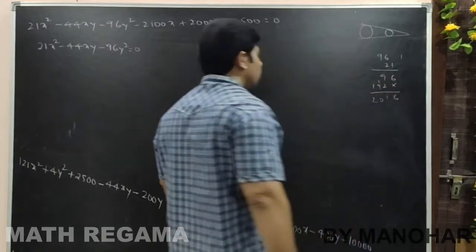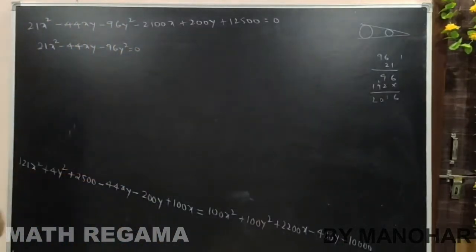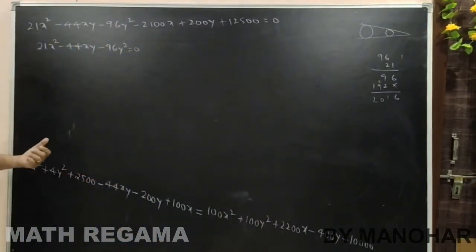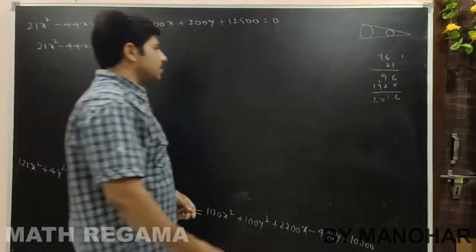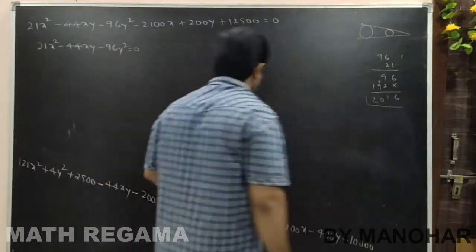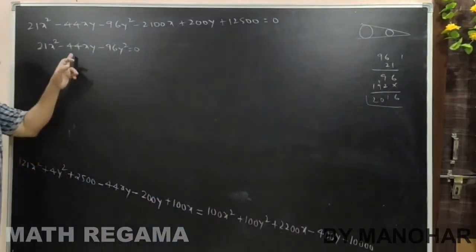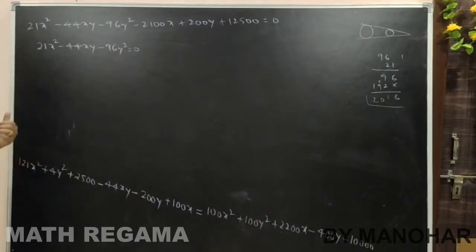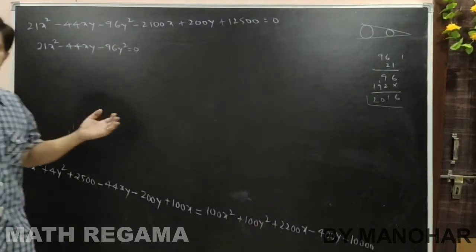We get 2016. So I am factorizing this, so I am getting minus 2016. So we factorize this 2016. After factorizing, we'll split the middle term such that if you add, you should get minus 44. If you multiply, you should get 2016.